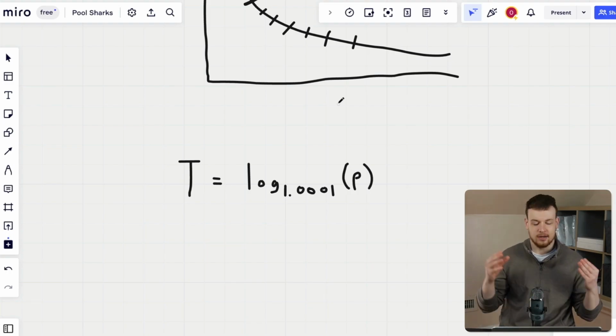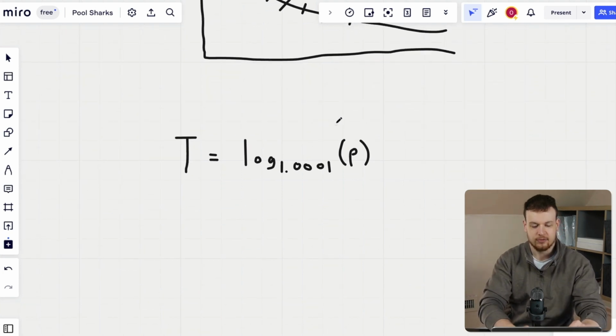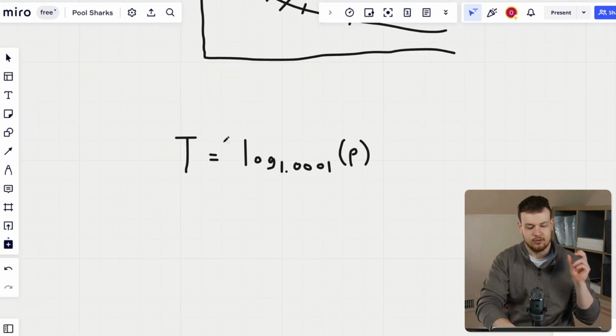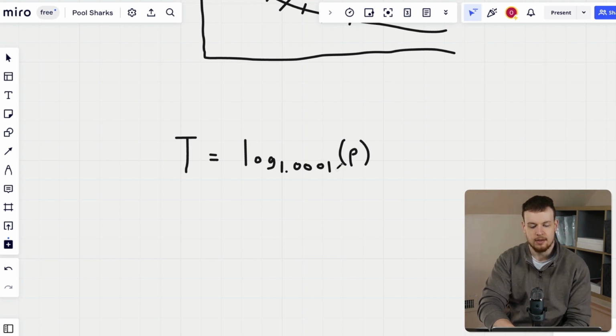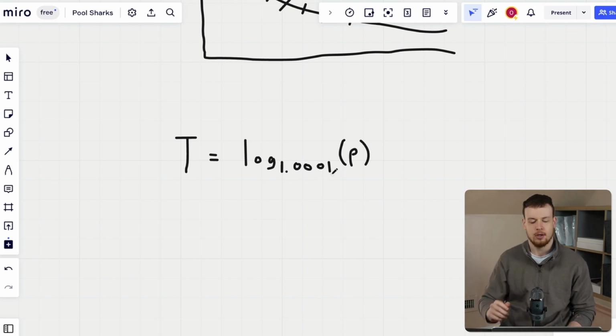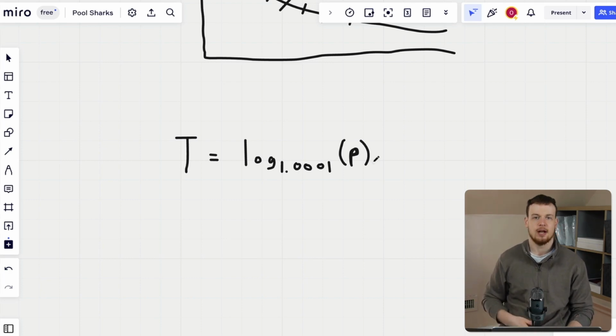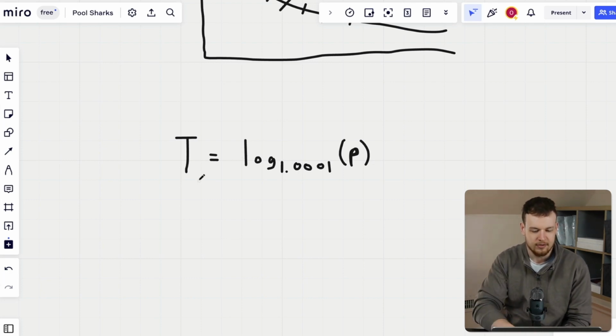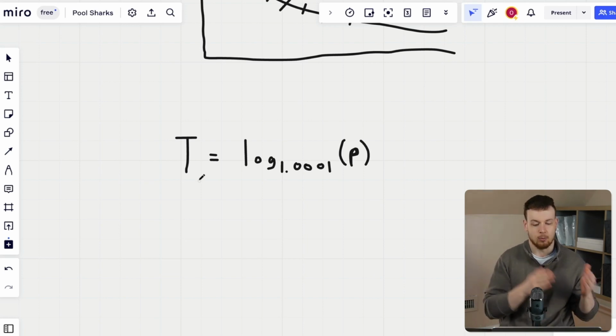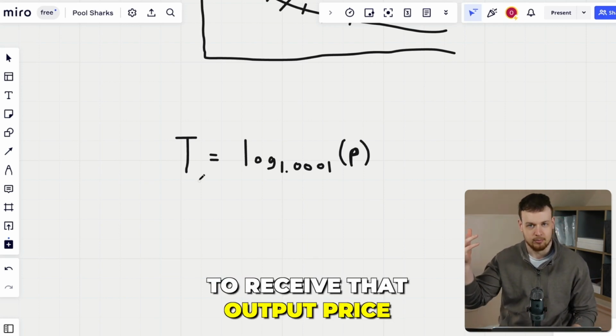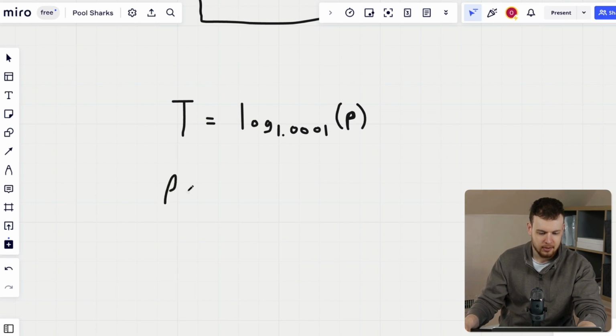Well, every tick abides by this formula here, which essentially states that each tick corresponds to the power that you have to raise 1.0001, that is 1 and 1 basis point, to in order to receive the price P, an arbitrary price. So for any arbitrary price, there is a tick value that we can use to raise 1 and 1 basis point to receive that output price.